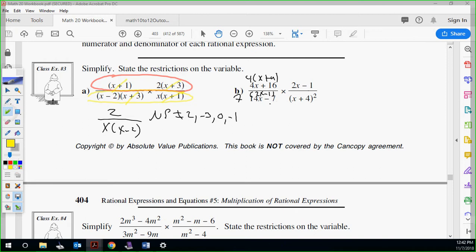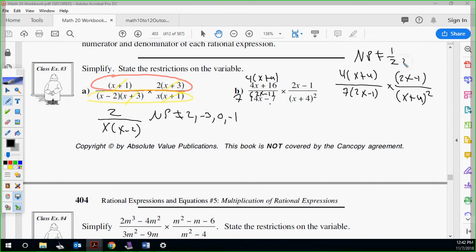Yeah, so let me rewrite it so we can see a little better. So the top left is going to be 4 times x plus 4. The bottom right is going to be 7 times 2x minus 1, times 2x minus 1 over x plus 4 squared. Before we cancel, let's do our non-permissibles real quick. What's this one? 1 over 2, good. And this one, negative 4. Okay, so that's my non-permissibles.